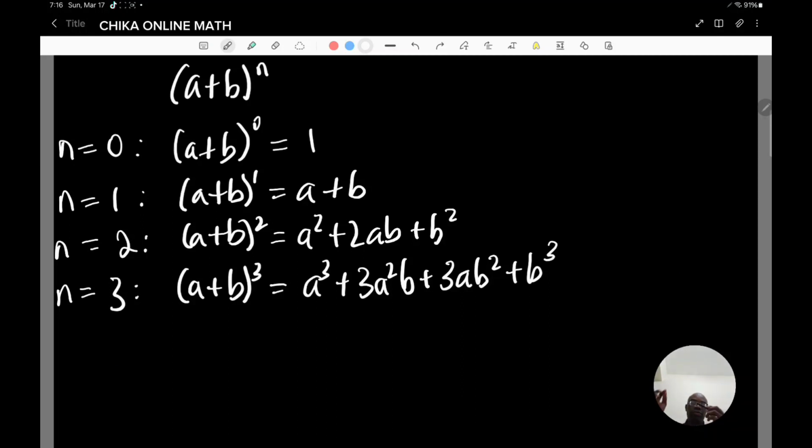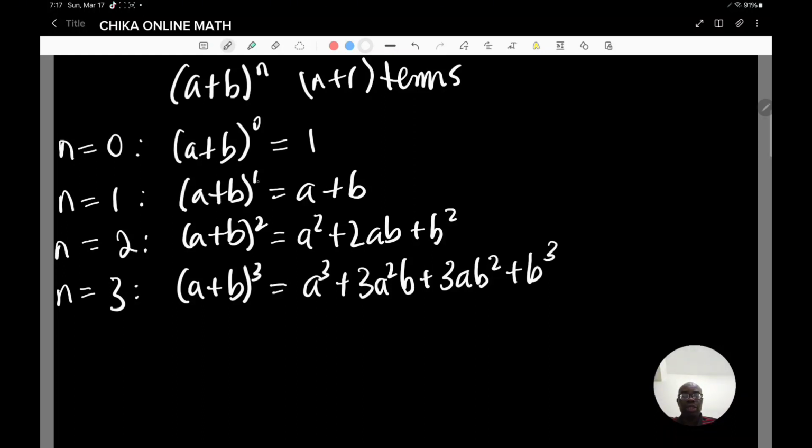So 0 gives us one term, 1 gives us two terms, 2 gives us three terms, 3 gives us 4 terms, which is 3 plus 1 terms. So n will give us what? n plus 1 terms. So we expect to have n plus 1 terms. And also notice something.